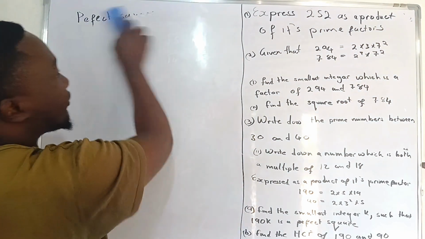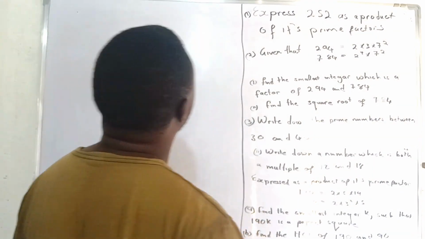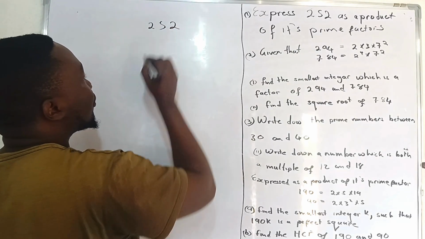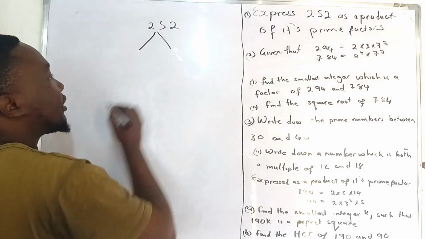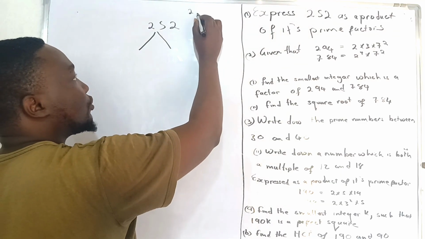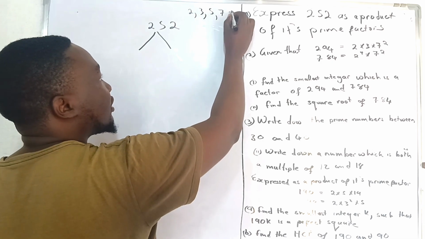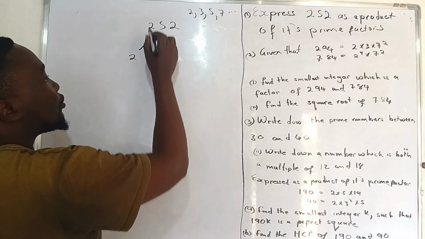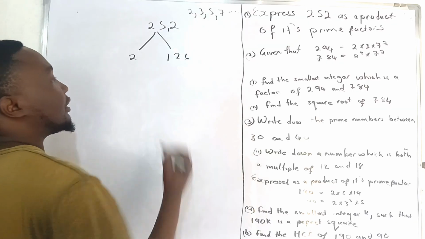First question, express 252 as a product of its prime factors. So remember the tree method. We have two branches, one for the remainder and one for the prime factor dividing. Our prime factors are 2, 3, 5, 7, and so on. The smallest prime factor is 2, divide by 2, 2 into 25 we have 12, remainder 1, and a 6 here.